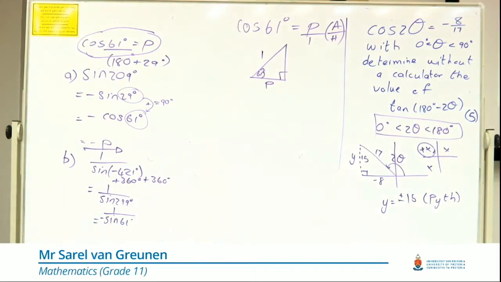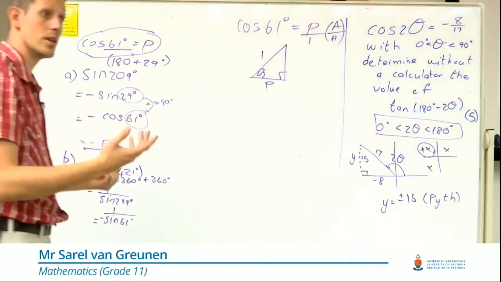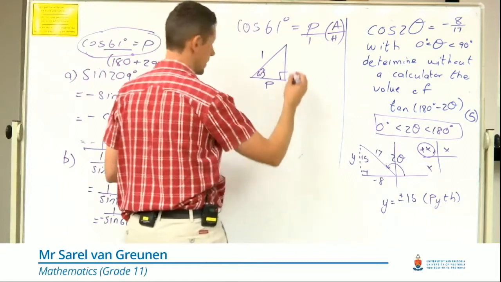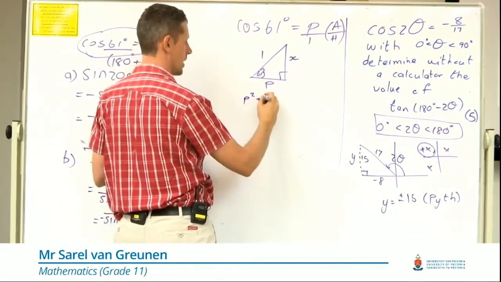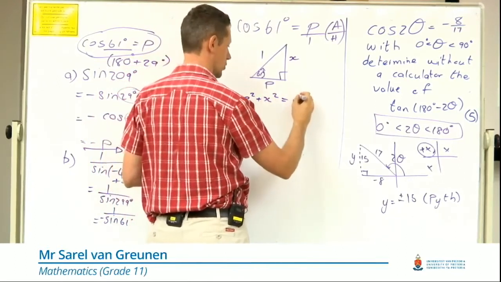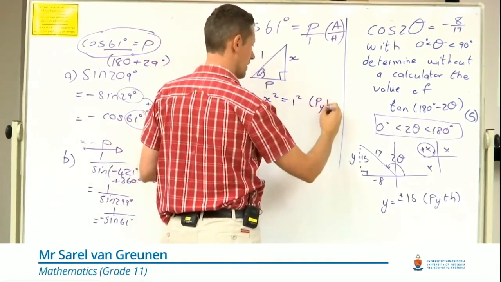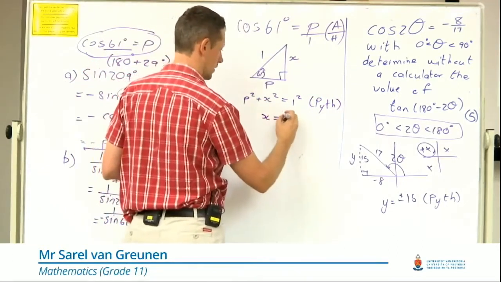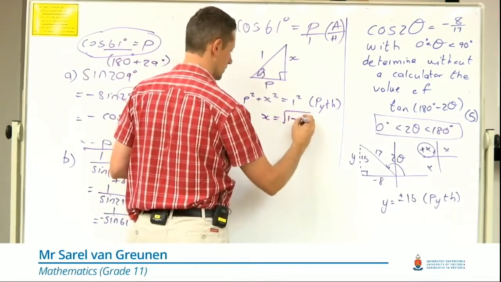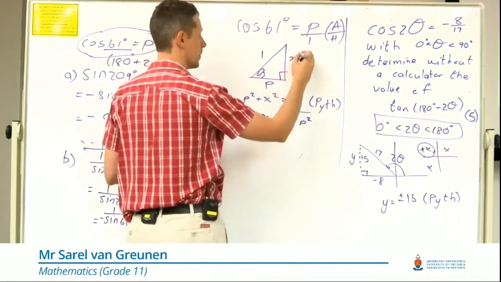Can I now get opposite? Well, yes. I can use Pythagoras. So I can say, let's call that x. So p squared plus x squared must be 1 squared because of Pythagoras. So x is the root of 1 minus p squared.